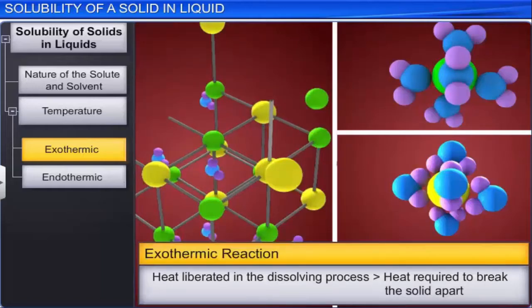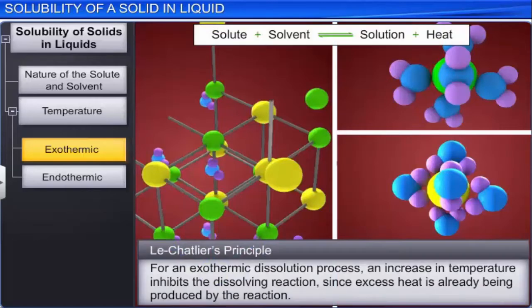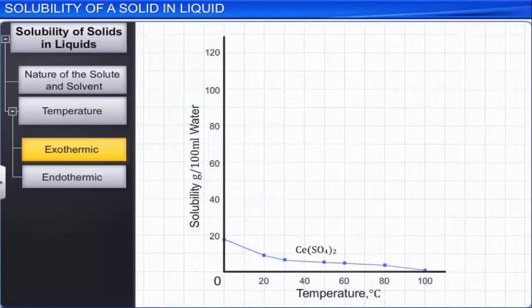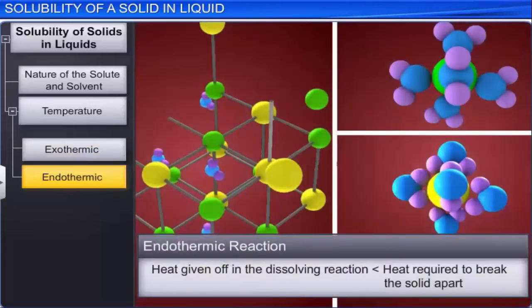It can be seen that as per Le Chatelier's principle, for an exothermic dissolution process, an increase in temperature inhibits the dissolving reaction, since excess heat is already being produced by the reaction. For salts like cerium sulfate and sodium carbonate monohydrate, an increase in temperature decreases solubility. On the other hand, if the heat given off in the dissolving reaction is less than the heat required to break the solid apart, the net dissolving reaction is endothermic.